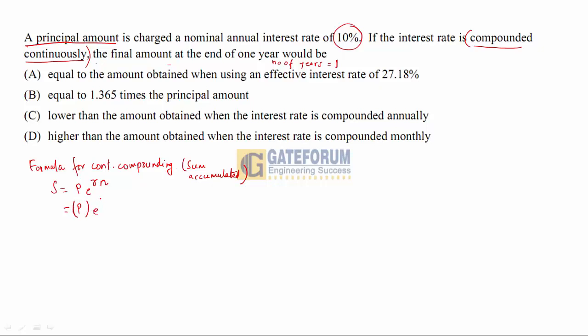e to the power R is how much? 0.1, number of years is 1. So P e to the power 0.1, let me use my calculator, it is P into 1.1052. By looking at option B, it says that it is equal to 1.365 times the principal amount, but we are getting 1.1052 times the principal amount, so this cannot be the option. Option B is eliminated.